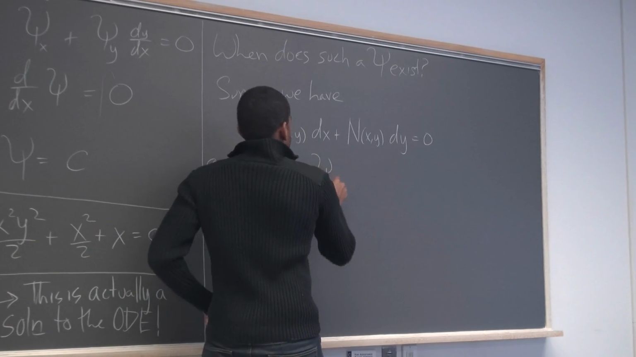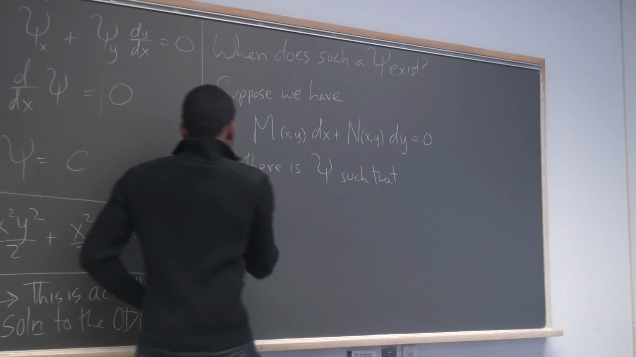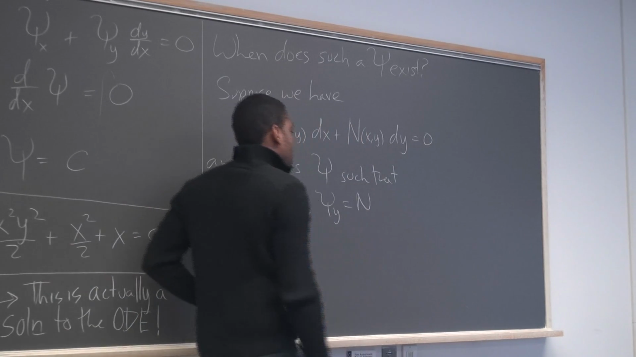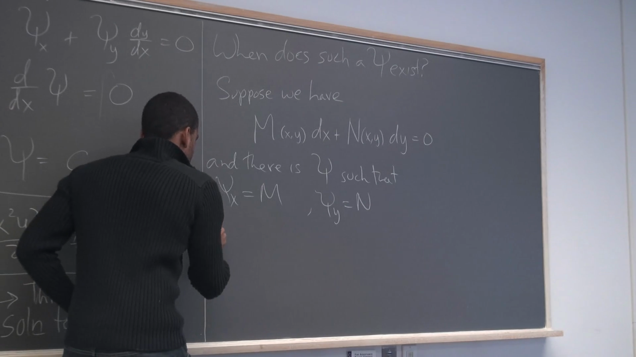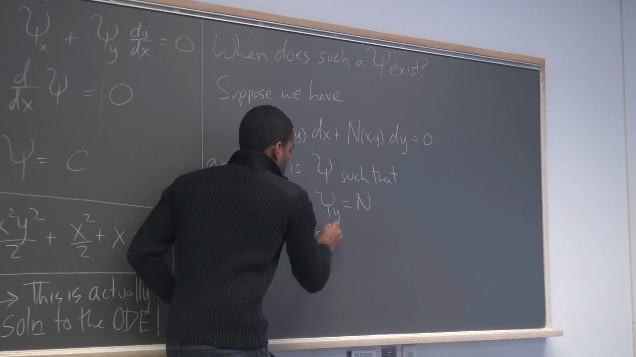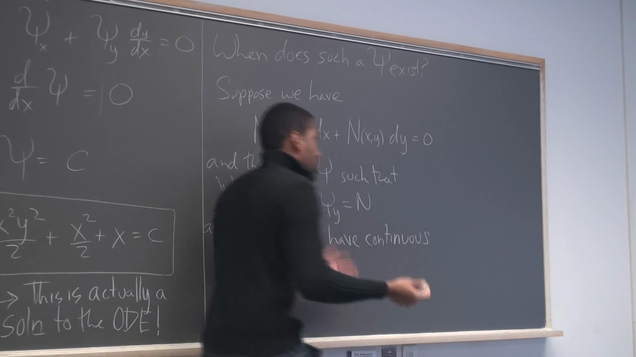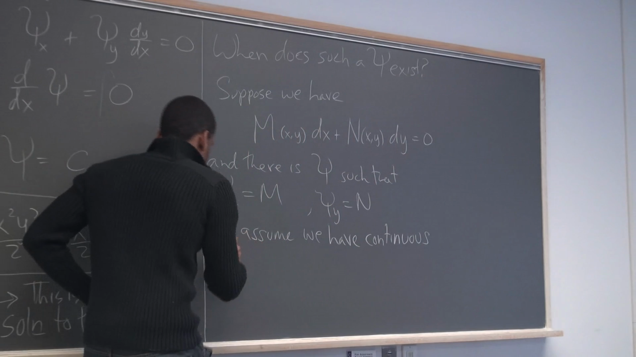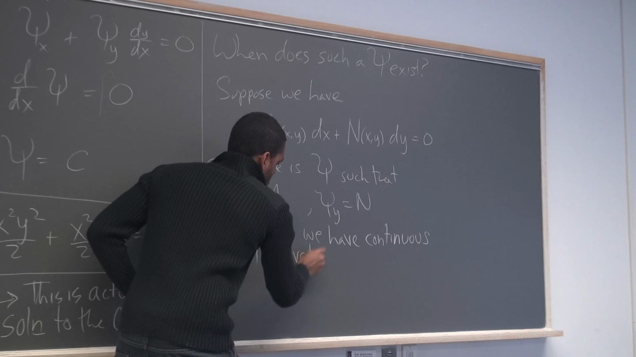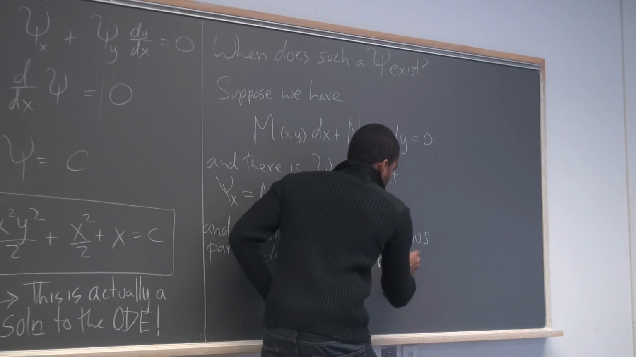and there is a function psi such that the partial with respect to x equals M, and the partial with respect to y equals N. Then what we can do, and assume, I have to just throw this in there because it would technically be wrong if I didn't, we have continuous partial derivatives in a region.